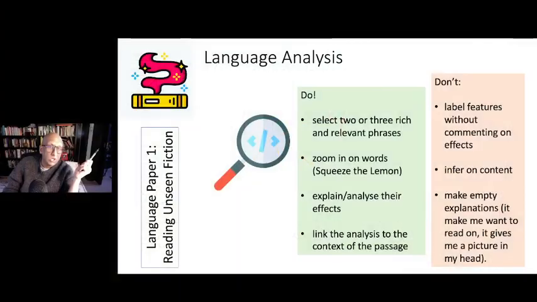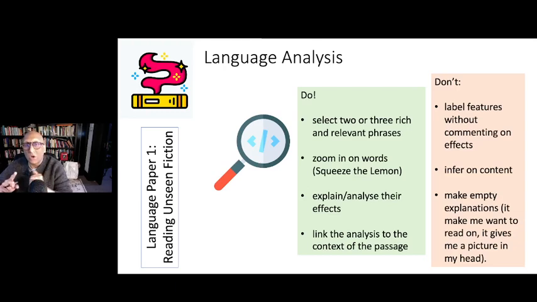So to just finish off, for paper 1, question 2, when we're analyzing language, I'm going to go through the don'ts first, mistakes that people make. Just make sure you're not just jumping in and labeling, oh, there's a simile, there's a verb, there's a noun. That's what I'm seeing a lot at the school, without talking about its effect on you. What you're not doing is inferring on content, which is kind of a question 1 thing, and just making empty explanations. This is all advice from AQA. It makes me want to read on. It puts a picture in my head. Why does it make you want to read on? What is the picture in your head? That's what you should be answering.